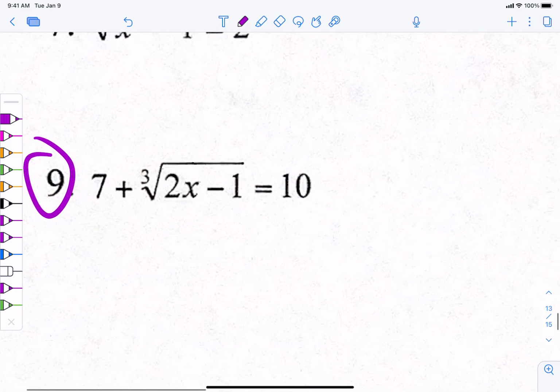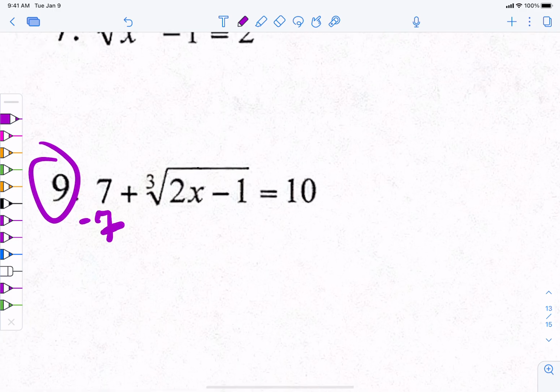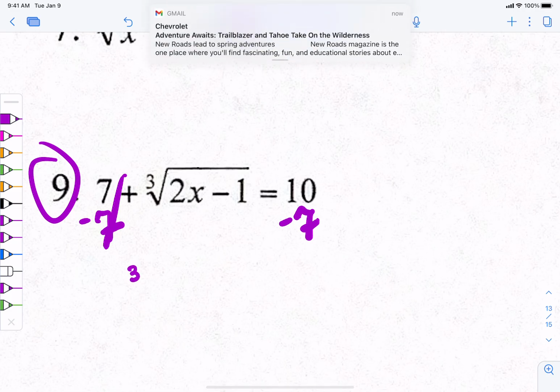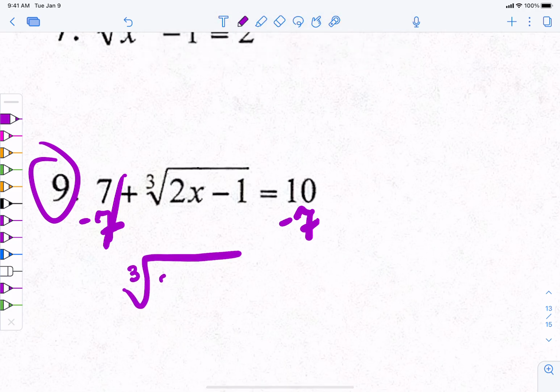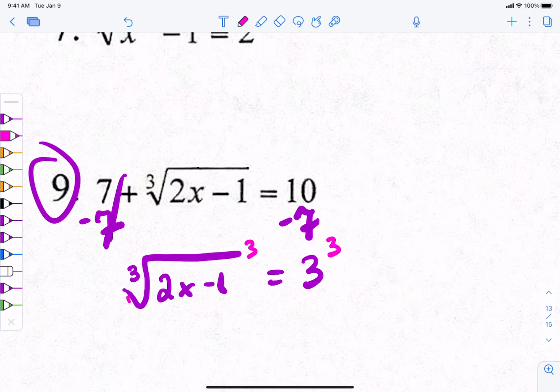Okay, so on 9, you have to do something else first. You have to subtract the 7 first to get it by itself, right? This one, the radical's not by itself. So I have the cubic root of 2x minus 1 equals 3 in this case. Okay, now what? Cube it. I have to take it to the third power, not the second power, it's the third power.